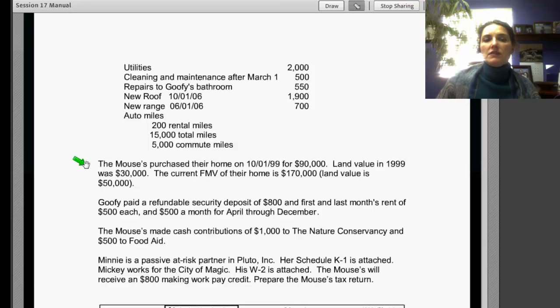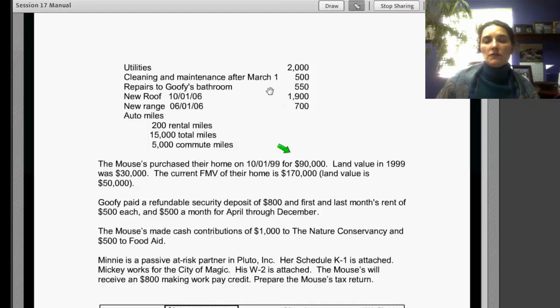The Mouses purchased their home back in 1999 for $90,000, and the land value in 1999 was $30,000. The current fair market value of their home is $170,000 with a land value of $50,000. But of course, we will go for the lower of those two amounts, and that means that the cost basis for depreciation is going to be $90,000 minus the land value of $30,000, giving us $60,000.